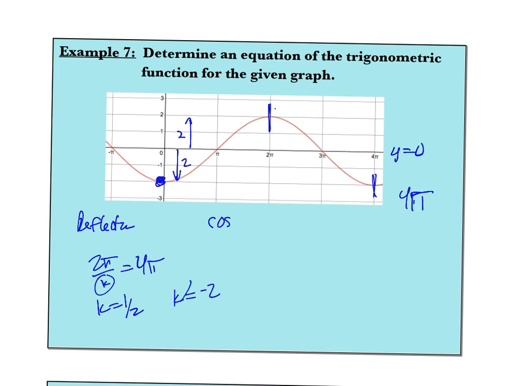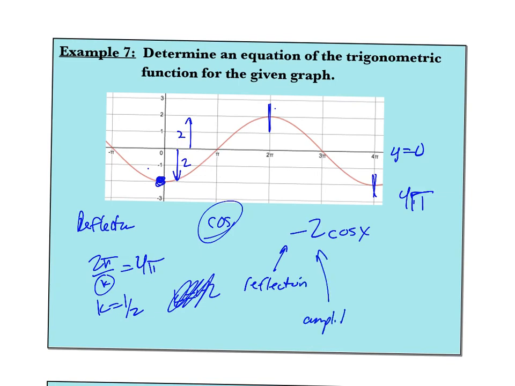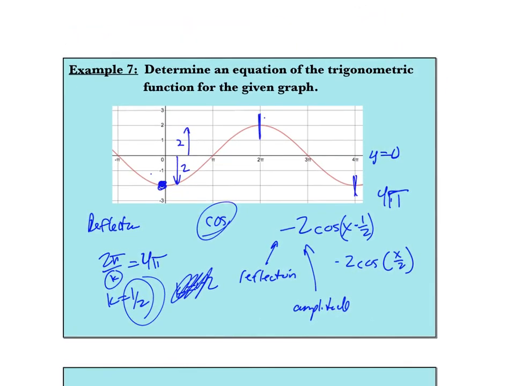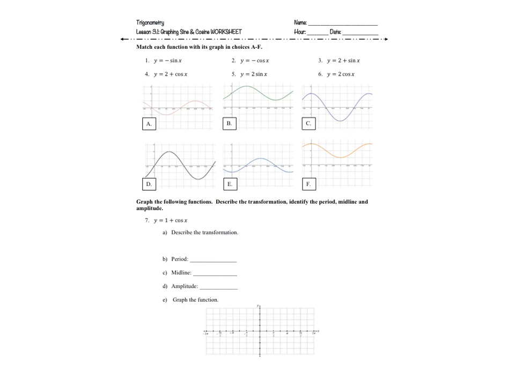Oops, sorry, my bad. Amplitude is going to be 2, and it's going to be a reflection. I know it's going to be cosine. So I'm going to put -2 cosine of x. This takes care of the reflection, and this takes care of the amplitude. So now, if k is 1/2, I need to put that in there. So now it's times 1/2, or fully simplified, it's going to look like that. All right, so that's everything and anything that can happen with a sine and cosine function.